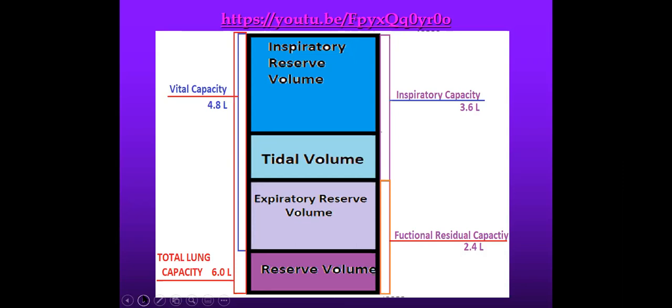Vital capacity is everything you can do. See that? Inspiratory reserve volume, tidal volume, expiratory reserve volume. Everything that you can do is vital capacity. And that is 4.8 liters.